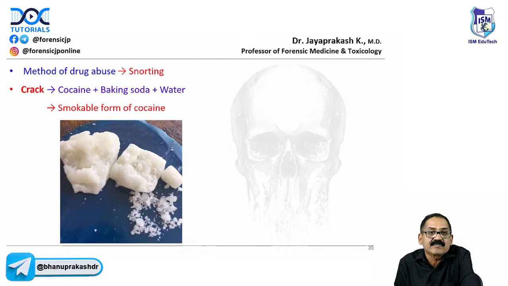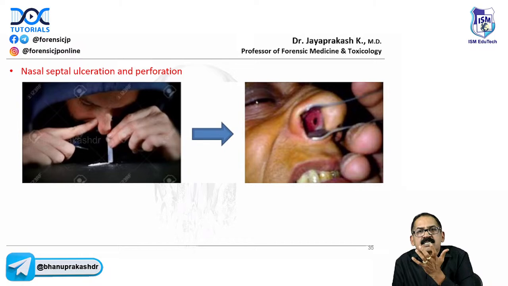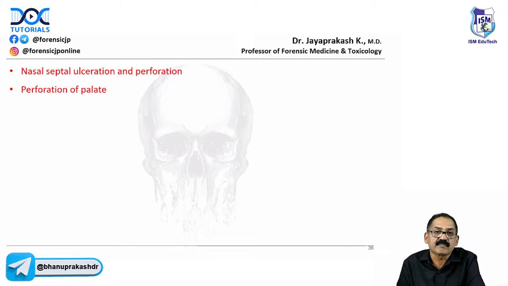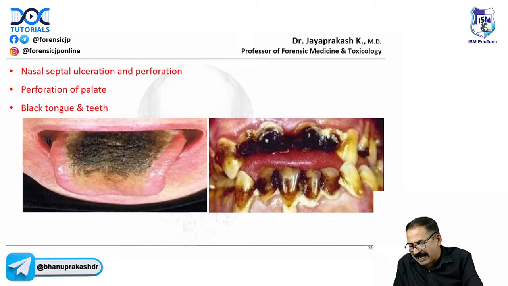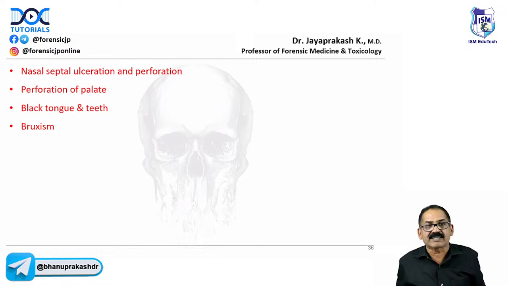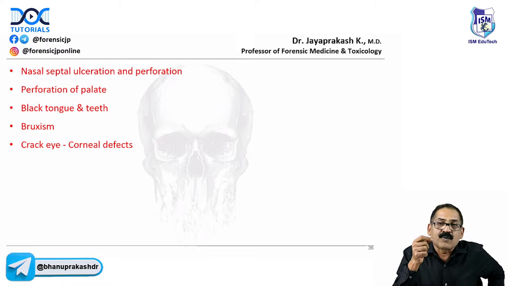Because of snorting, it causes nasal septal ulceration and perforation. Even it can cause perforation of the palate. Tongue becomes black, teeth become black, black tongue and black teeth. Black tongue and teeth and septal perforation are seen in cocaine poisoning. Bruxism, grinding of the teeth. While smoking this crack, you get a crackling sound, the burning crack may jump and fall over the cornea and it may give rise to corneal defects.